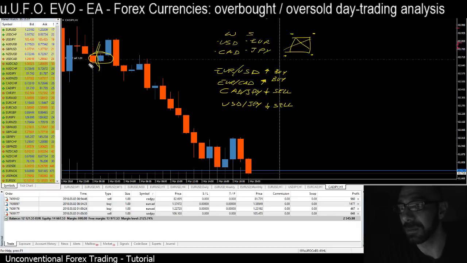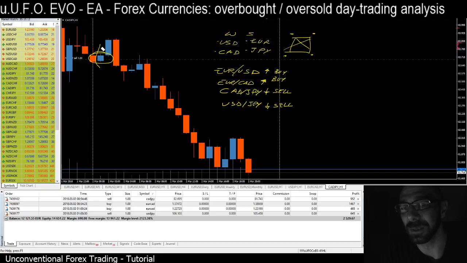Oh my God, I cannot do it very well today. I like to be precise anyway. So in this area I went short on CAD yen, and look, I got a retracement. What if I would have put some stop loss? I would have been taken out, because then I went to sleep.